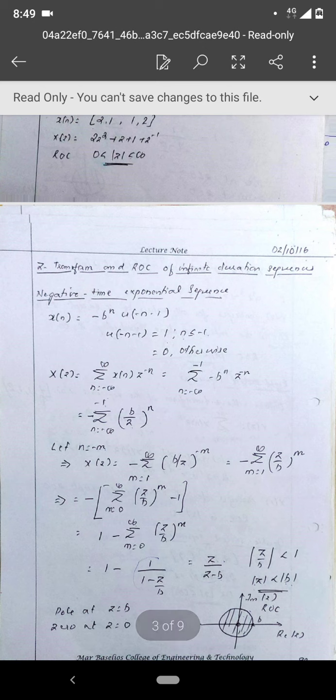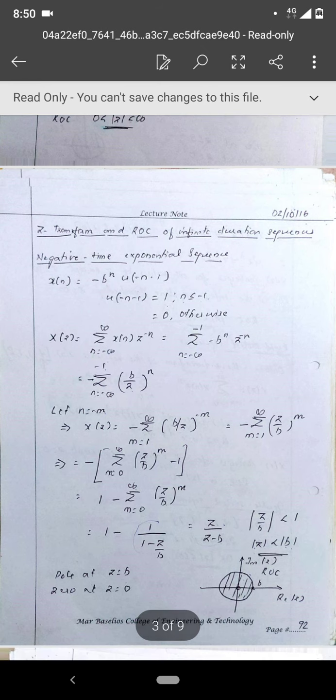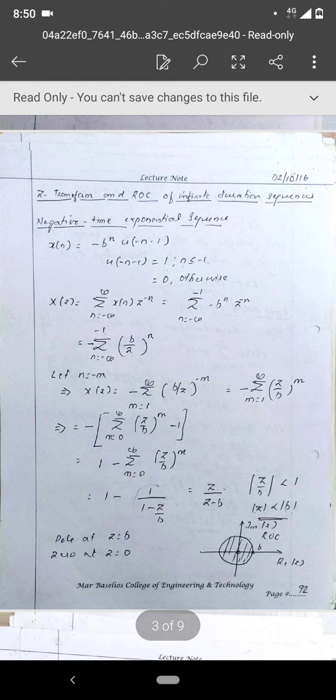Whereas if we have an infinite duration sequence, how will you find the z transform, and what will be the ROC? We'll take a negative time exponential sequence. The question is x of n is equal to minus b raised to n into u of minus n minus 1. I hope you are all familiar with u of minus n minus 1. That is equal to 1 for all values of n less than or equal to minus 1. Otherwise, it is equal to 0.